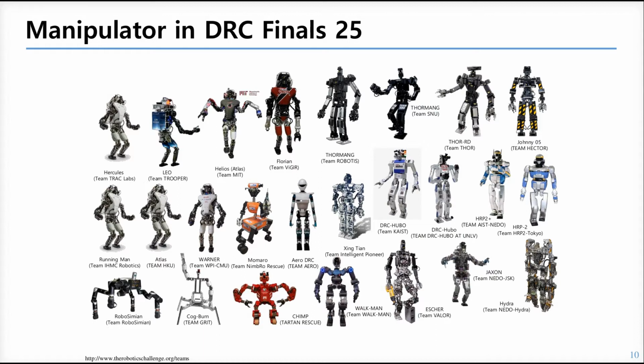In the DARPA Robotics Challenge Finals, there were 25 robots of different shapes and functionalities that had manipulators. The number of joints was different, the direction of joints was different, and so even the motion was different. Everything can become different as the purpose and ideas are different.